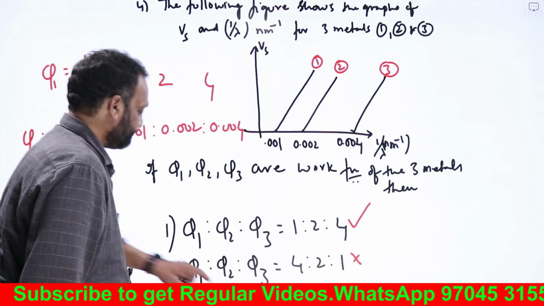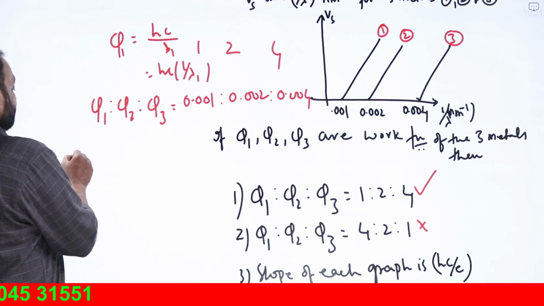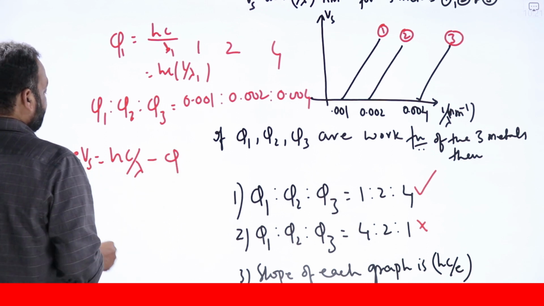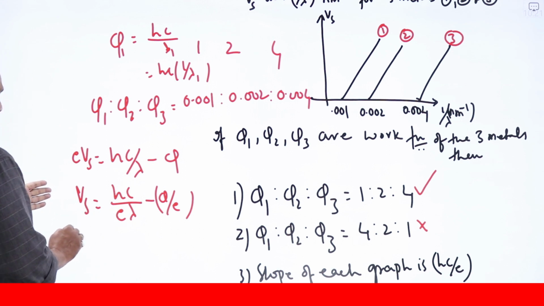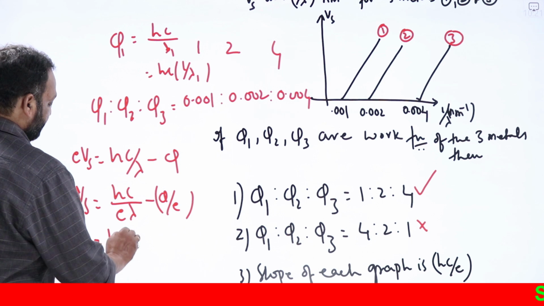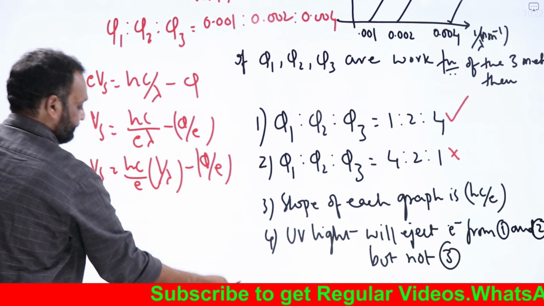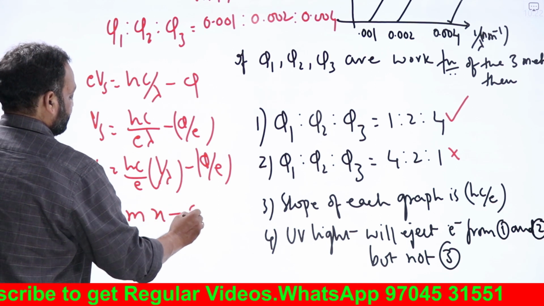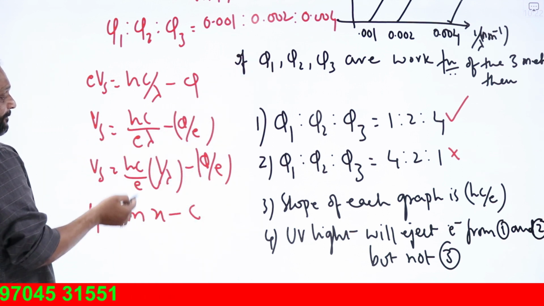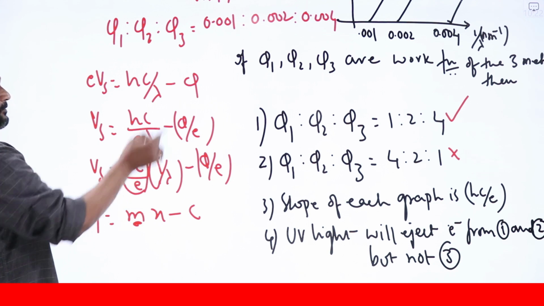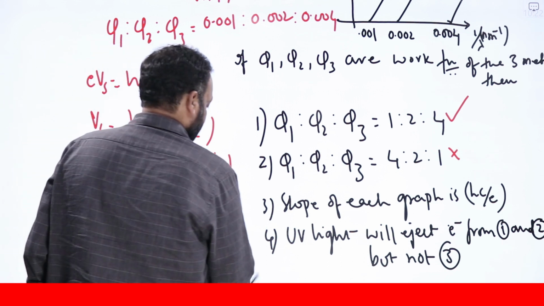The third option given is that the slope of each graph is hc by e. For the stopping potential versus 1 by lambda graph, how do you write the photoelectric equation? eVs equals hc by lambda minus phi, or Vs equals hc by e into 1 by lambda minus phi by e. This equation is of the form y equals mx minus c. Vs is on the y-axis and 1 by lambda is on the x-axis, so the coefficient of 1 by lambda becomes the slope m. So hc by e is the slope of that graph. Because all three lines are parallel, they have equal slopes, so every line has slope hc by e. So this option will also be correct.